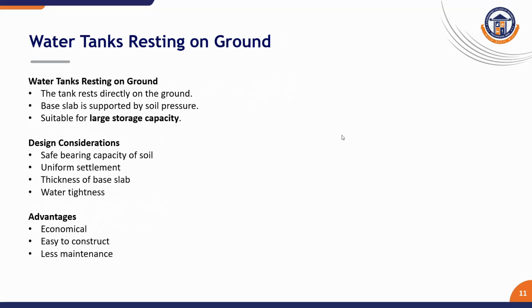Tanks resting on the ground rest directly on the ground, with the base slab supported by soil pressure. They are suitable for larger capacity. Some design considerations are: safe bearing capacity of the soil has to be satisfied, settlement should be uniform without any non-uniform or uneven settlement, thickness of base slab has to be calculated, and water tightness has to be considered. Some advantages of water tanks resting on the ground are that they are economical, easy to construct, and low maintenance.